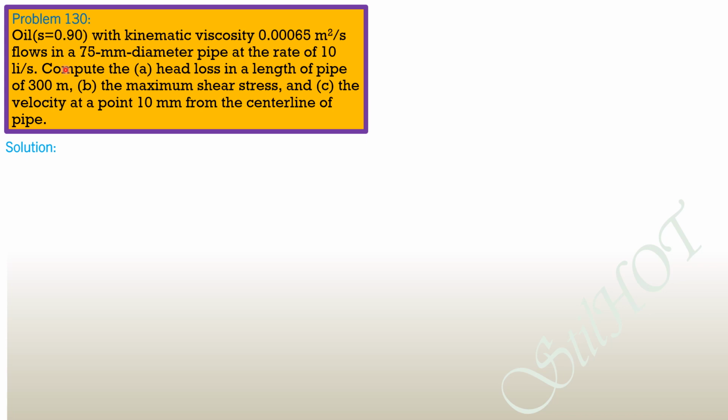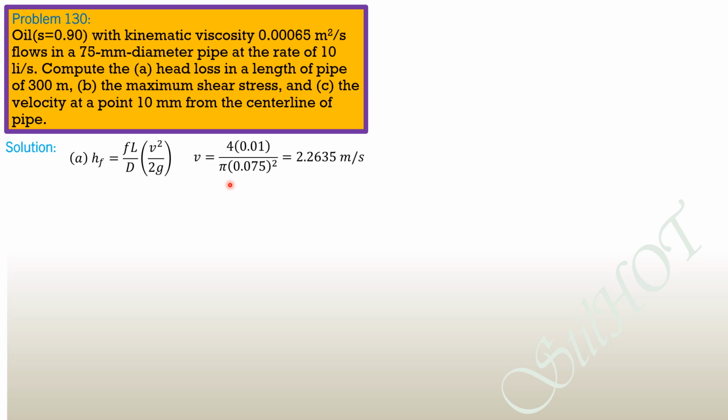So let's check the type of flow by first computing the velocity. This is the Darcy-Weisbach formula for head loss. Then we need F here. So velocity is 4 times discharge, 0.01, over pi times 0.075 meter quantity squared, and it is 2.2635 meters per second.